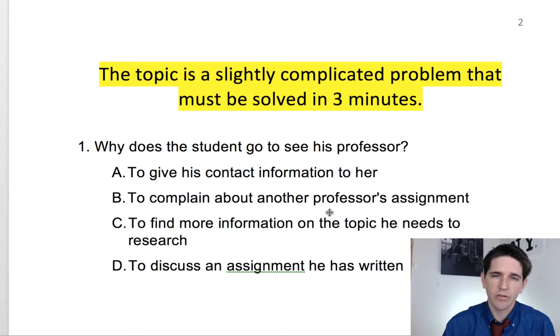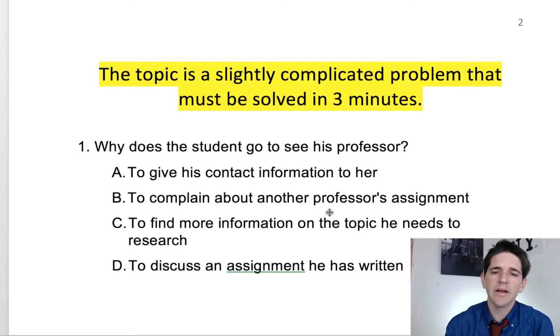Let's look at the choices. A, to give his contact information to her. Nope. X. I know without listening that it's not A. Because if I give you my contact information, that takes very little time. Here's my name, here's my address, here's my phone number, finished. This isn't a problem. This is just giving somebody something. Remember, these conversations are problems that have to be solved, so they have to be a little complicated. A is definitely not the answer, okay?